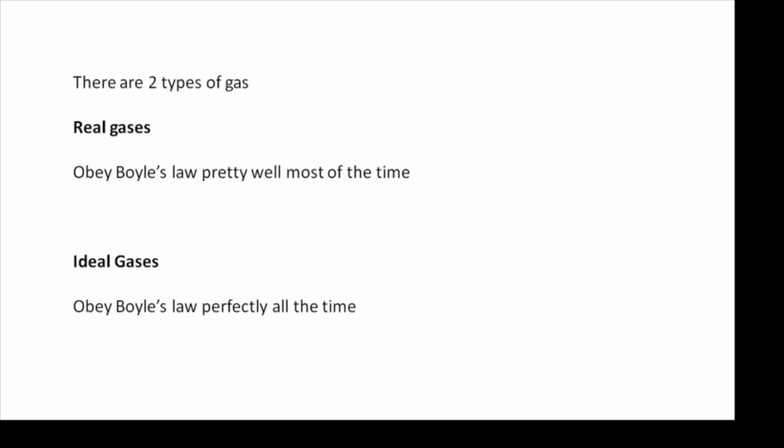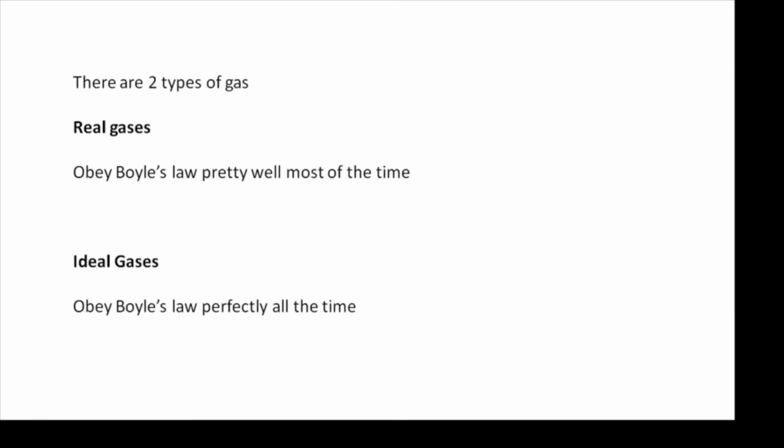There are two types of gas. There are real gases. For example, the air that you're breathing now is a real gas. It's in your room, it really exists. And it obeys Boyle's law pretty well most of the time.